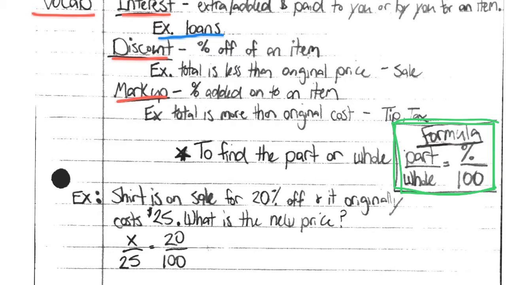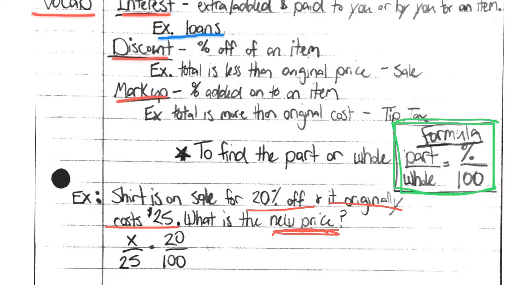Our first one says a shirt is on sale for 20% off, and it originally cost $25. What is the new price? So this one would be a discount because it's a sale item. So we're going to highlight, circle, underline all of our important information. It is 20% off. It originally cost $25, and we want to know the new price. So if I'm plugging this into my part over whole, percent over 100, the percentage is easy because it has a percent sign next to it. So we have 20 over 100.